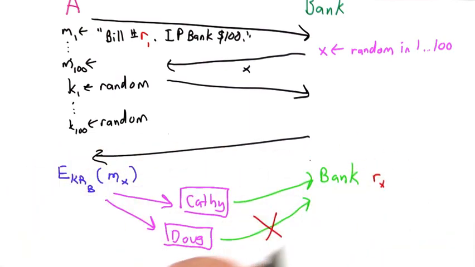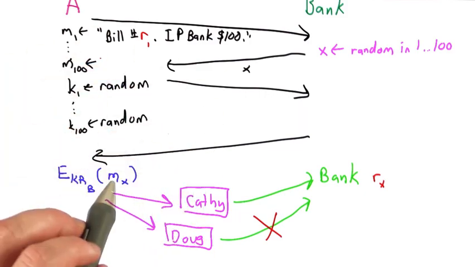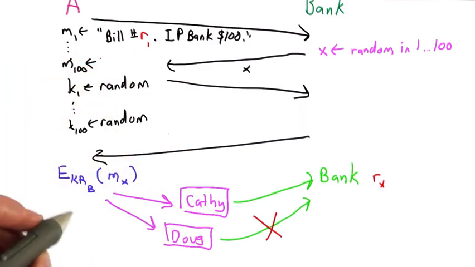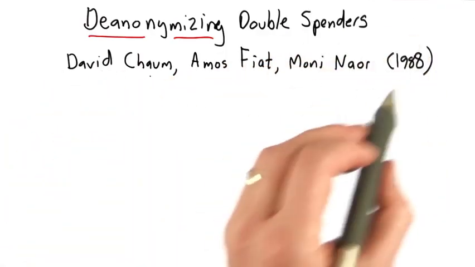So for this approach to work, we need a way to trace the double spent bill back to the person who double spent it. But we also want the bills to be anonymous. So that sounds like a contradictory property. There's actually a way to achieve this. There's a very clever solution to this that was developed by David Chaum and colleagues in 1988.